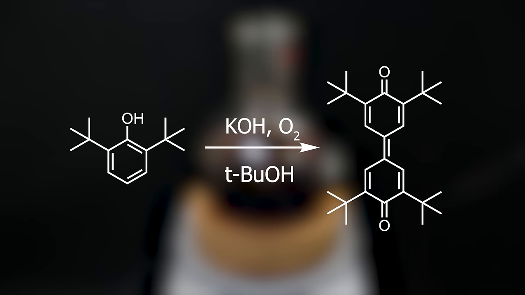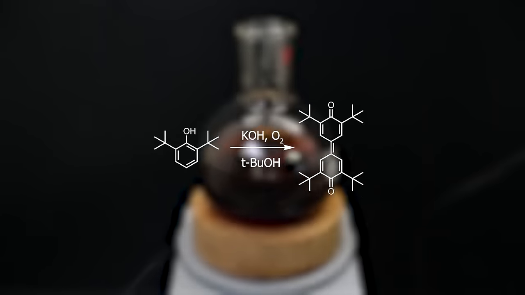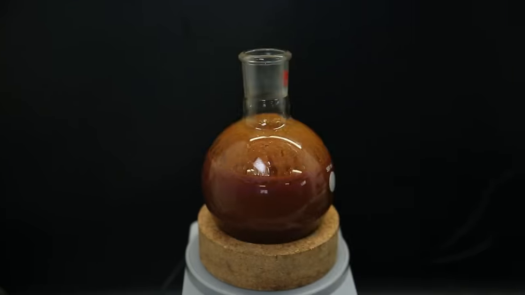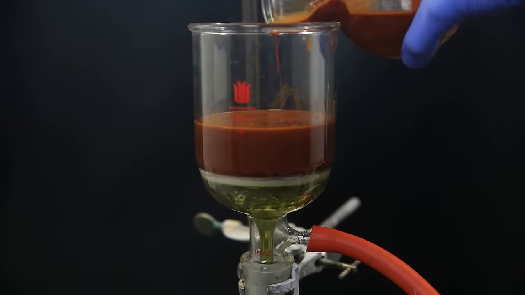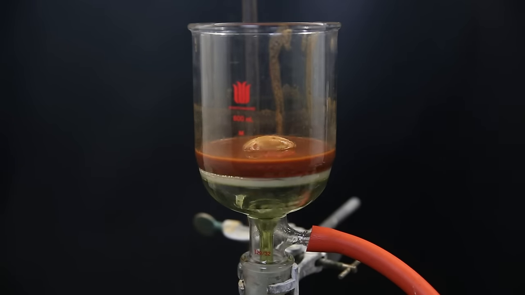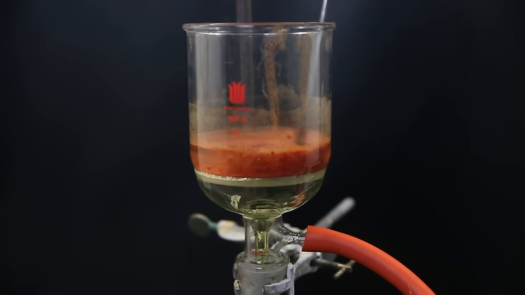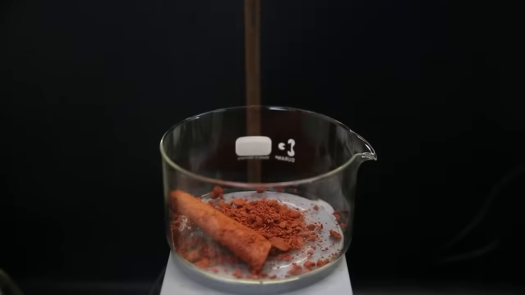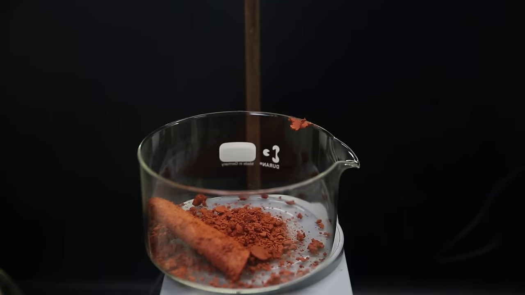In the reaction, 2,6-di-tert-butylphenol will oxidize in tert-butanol under the influence of potassium hydroxide and oxygen from the air to form DPQ. When I come back, it has become a thick brown slurry, which seemed to have stopped stirring, because again, this stir plate is crap. I dilute it with some water, and then filter all of it through a glass filter, with a paper filter on top. I wash the residue once with water to get rid of all the reagents, and then move it all to a crystallizing dish. And we are left with a wet red-brown powder of DPQ.